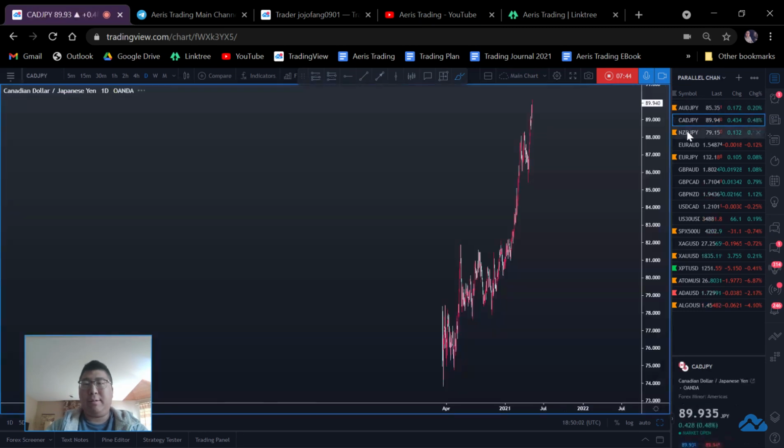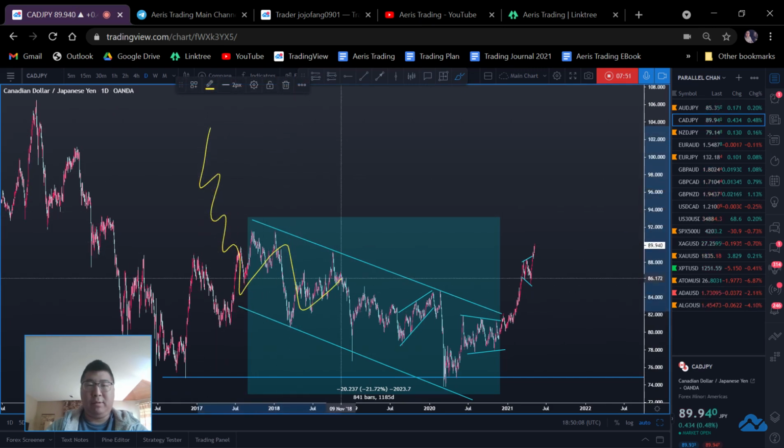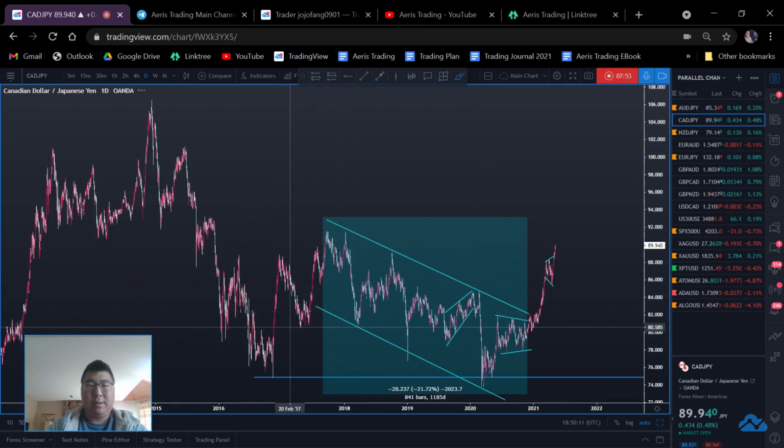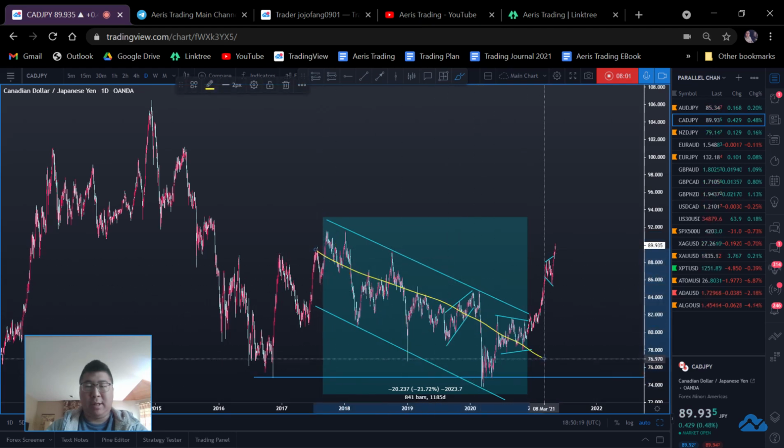So if we look at the example here on CAD Yen, see that instead of a descending channel, let's say coming down from here and then forming into a descending channel, this is overall more of a bullish move to the upside and then falls into a descending channel correction. And you can see that this is clearly a channel correction that's correcting.